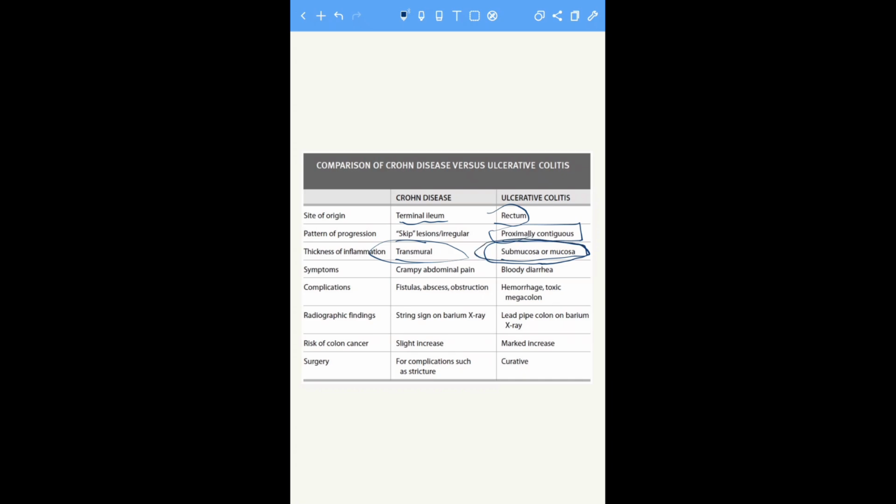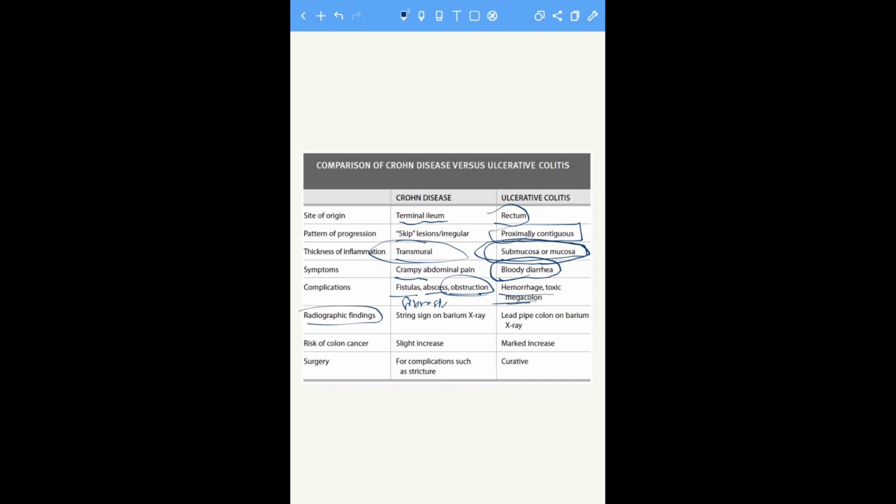In superficial areas. The symptoms are nearly the same, but Crohn's may present more by crampy abdominal pain, and ulcerative colitis more diarrhea with mucus and blood. The complication, as it affects the whole thickness and it is transmural, may cause fistula, abscess and obstruction. The obstruction is caused due to fibrosis. While in ulcerative colitis, toxic megacolon can occur and hemorrhage.